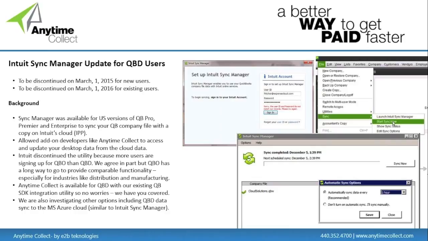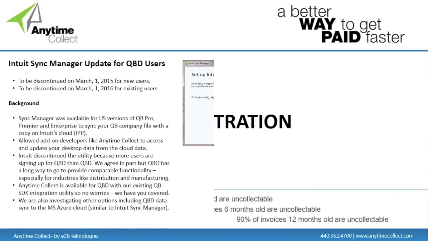So within our software, there's a menu item, and we'll show you this later, where you can do sync data. It'll take you to the sync screen, and then you can either manually initiate the sync, or you can see that there's a little button for schedule sync, where you can set up the schedule to automatically synchronize the data from QuickBooks into Anytime Collect, daily or hourly, or however frequently you want that information pulled in. Okay.